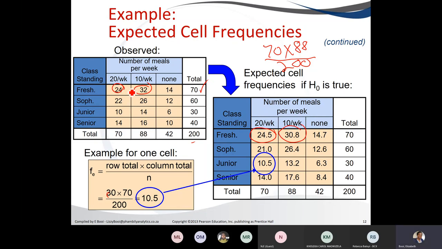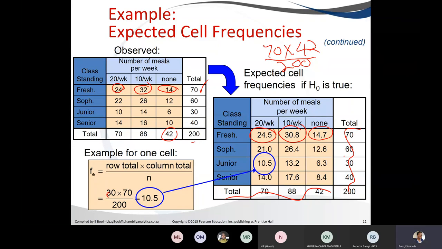To calculate for 14, we say row total is 70, multiply by column total of 42, divide by 200, and we get 14. And you do that for the rest of the table. So you don't have to complete that part. But when you add all of them, they should give you the same totals, like 70, 60, 30, 40. But you don't have to do the totals. So you just need to calculate the expected, only the orange part, the expected values.